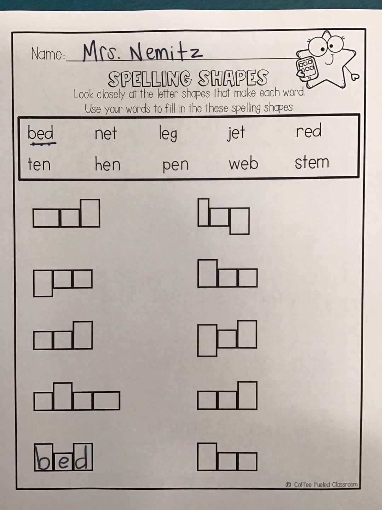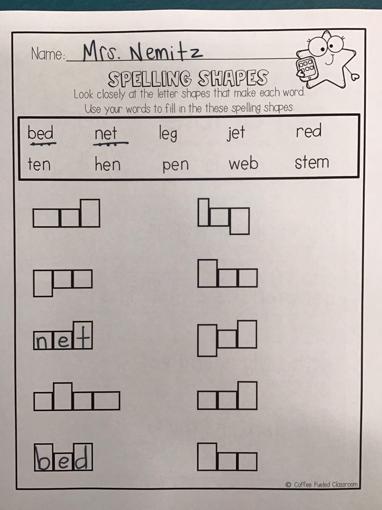Our next word is net. N-E-T. Net. The pattern with net is short box, tall box. Can you find where we put net? Right here. N-E-T. Net.